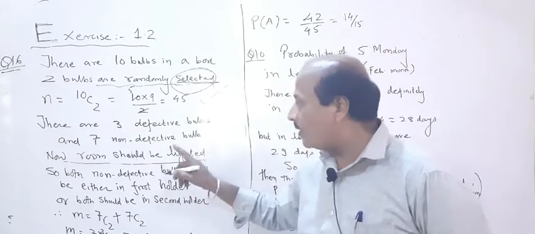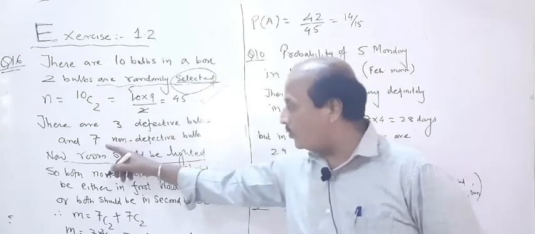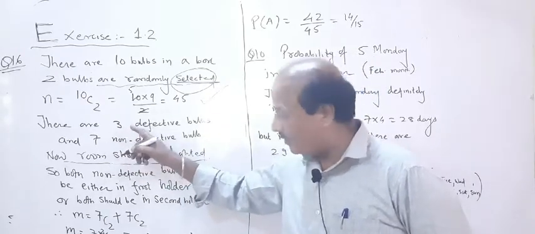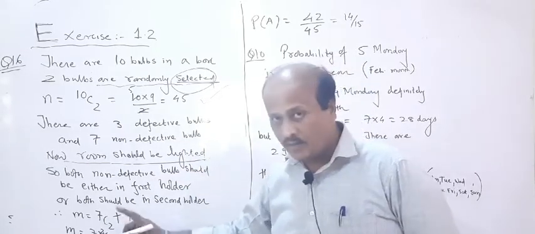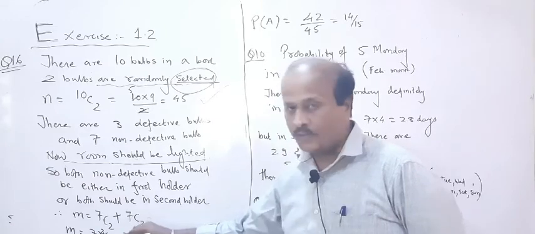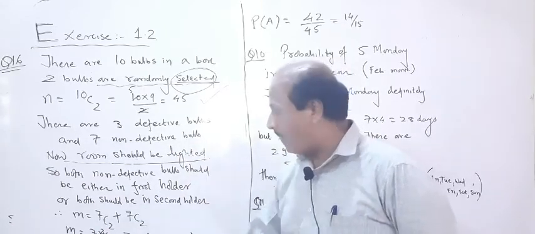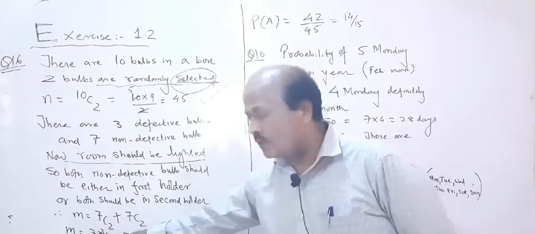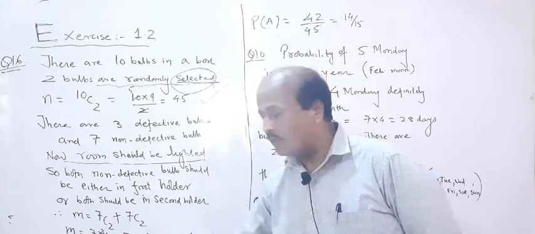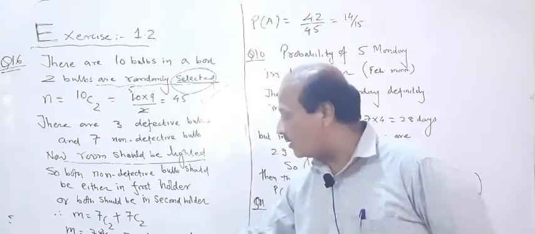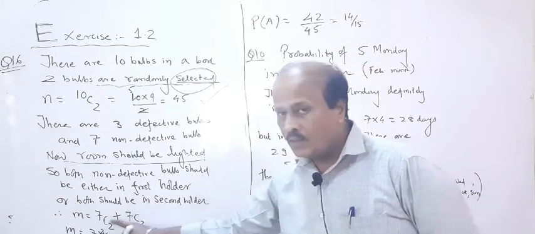If it were that the room should not be lighted, then don't use 7. Then you will have to use 3C2 plus 3C2. Why are we taking this event twice? Because there are 2 options. There are 2 holders, so 2 holders and 2 selections. Now if you calculate this, this is our m. So 7C2 means 7 into 6 divided by 2 plus 7 into 6 divided by 2. Why am I taking a plus in between? Because it's an option.